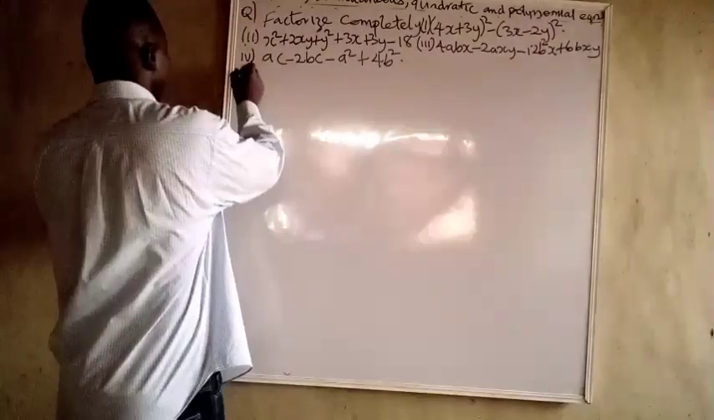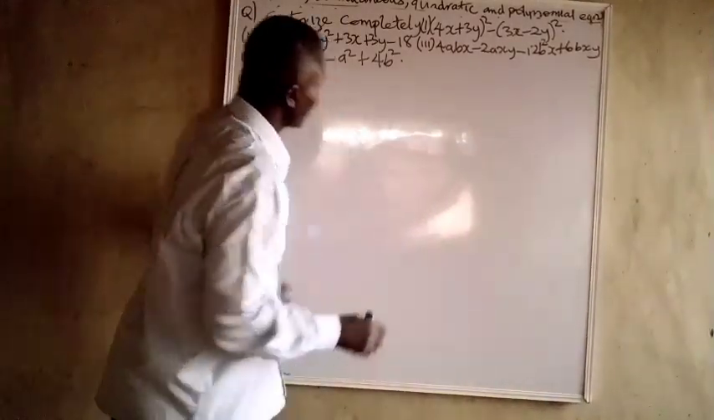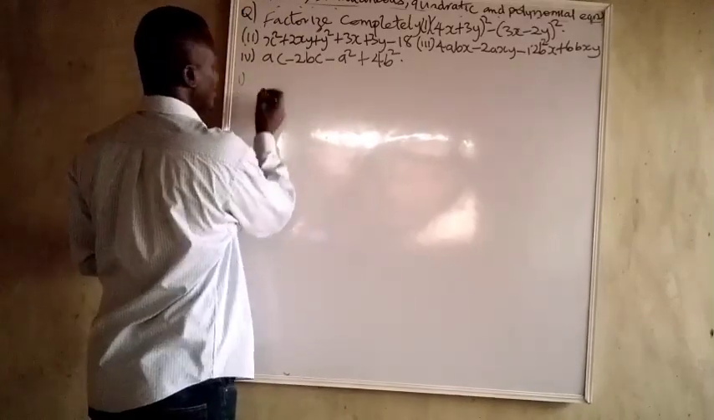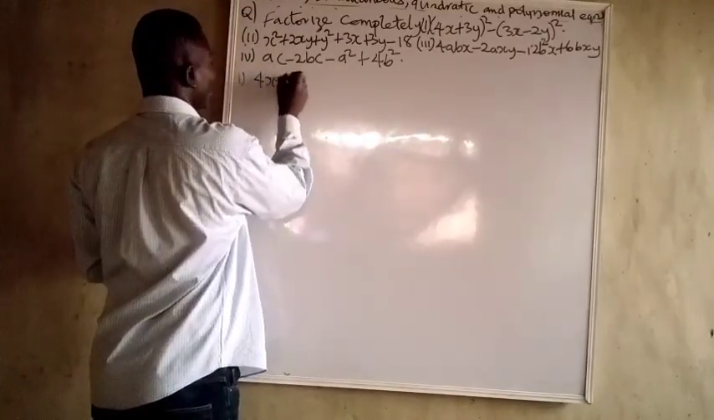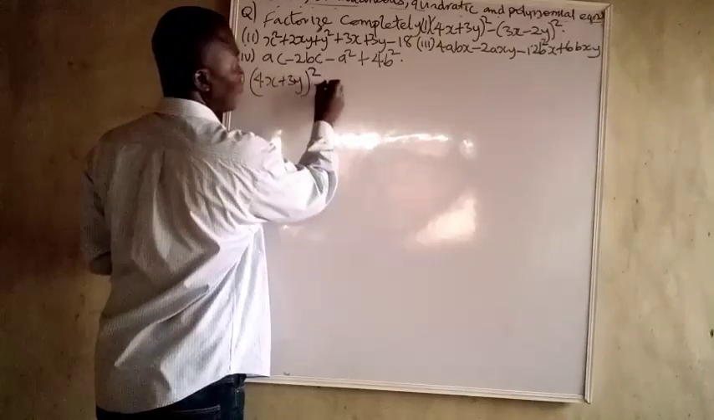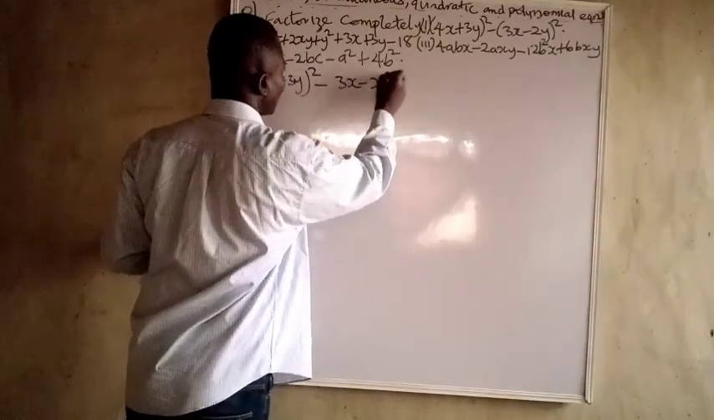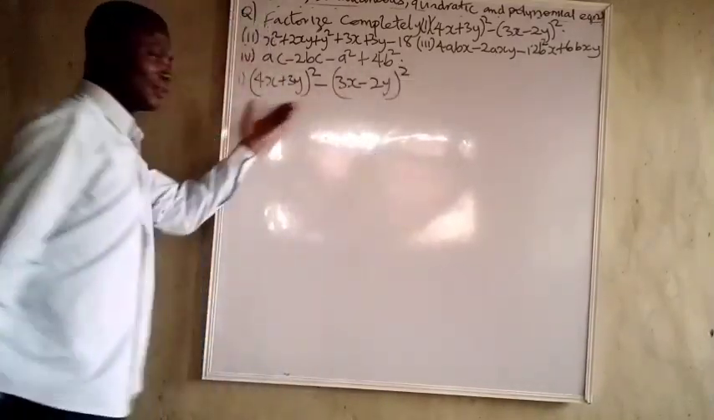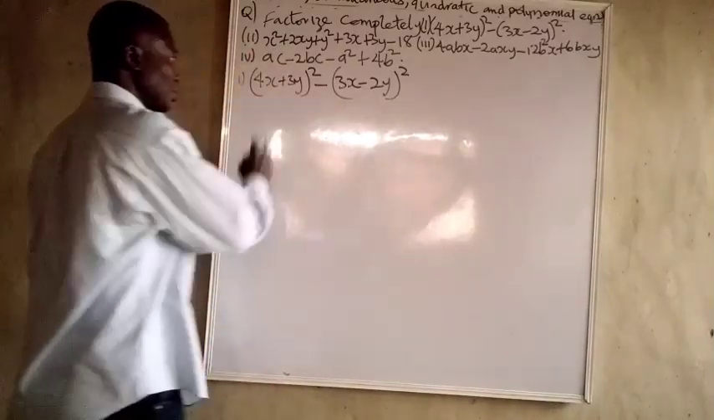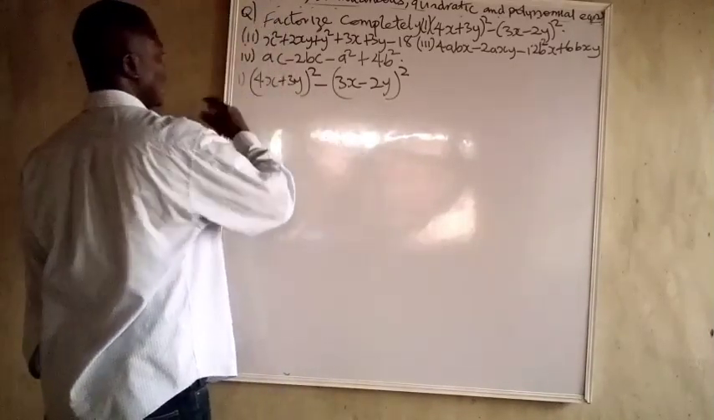The first one is this. All these ones are simple. They are multiple choice questions in an exam. So we have 4x plus 3y all squared minus 3x minus 2y all squared. Please, you can see the difference of two squares, so you don't have any problem. Just go straight to addition and subtraction.